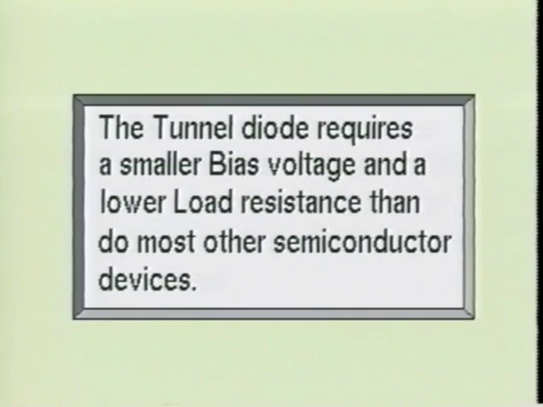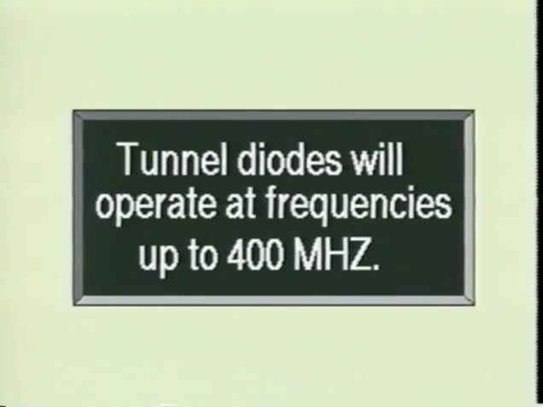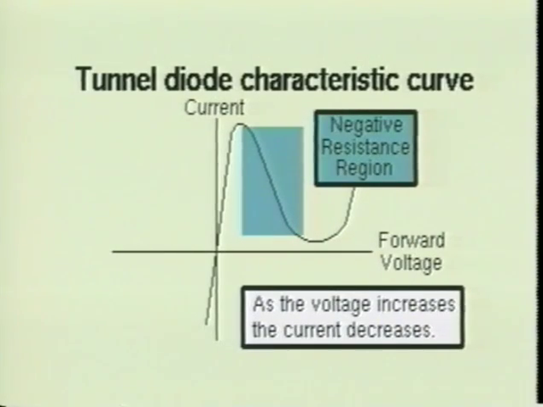Because of the fast response time of the tunnel diode, it requires a smaller bias voltage and a lower load resistance than do most other semiconductor devices. Tunnel diodes are designed to operate in the frequency range of 300 to 400 megahertz. The tunnel diode has a negative resistance region. In this region, the current is inversely proportional to the voltage. An increase in voltage will result in a decrease in current.